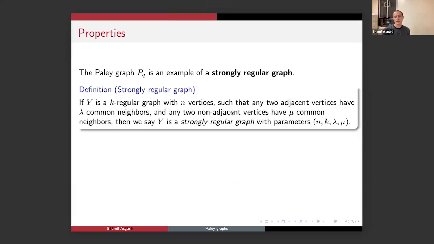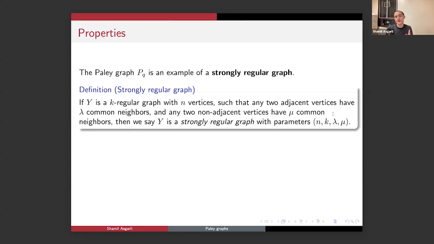A strongly regular graph is a stronger notion than just being regular. A k-regular graph is a graph where every vertex has k neighbors, but a strongly regular graph is stronger. Here's how it's defined. If G is a k-regular graph with n vertices, such that any two adjacent vertices have lambda common neighbors, and any two non-adjacent vertices have mu common neighbors, then we say that G is a strongly regular graph with parameters n, k, lambda, mu.